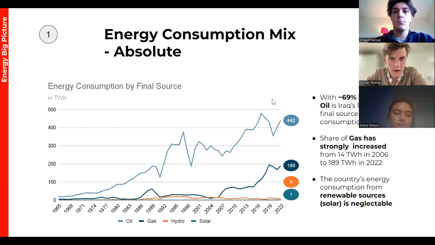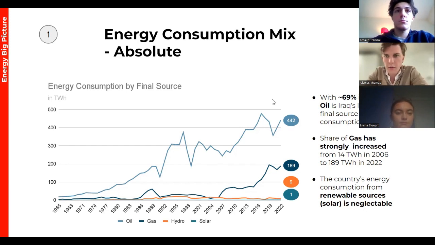Lastly, we also have the renewable sources, so especially solar, which hasn't been that large of a portion of the overall mix in energy consumption. It started in 2013, but it has remained below 1 terawatt hour constantly over the last 10 years.